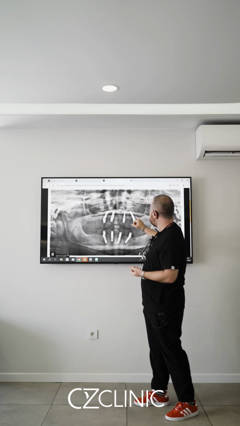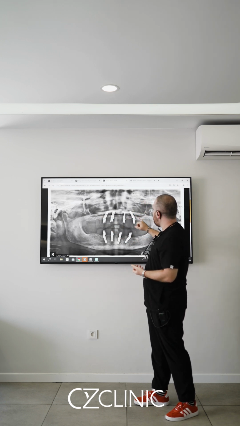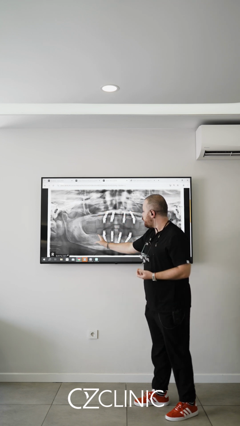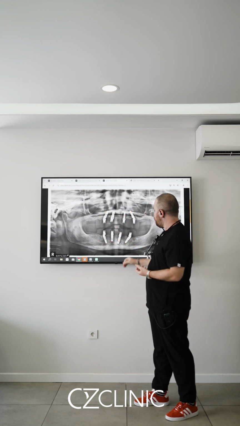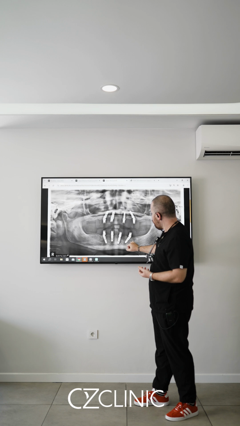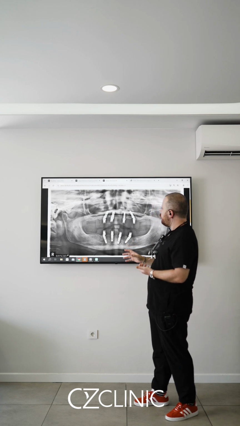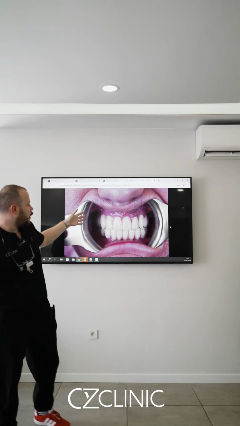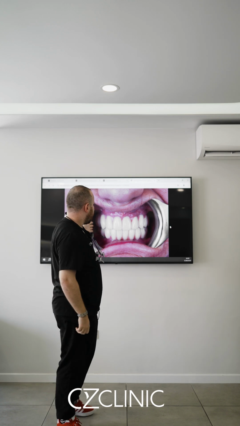So we keep the implants away from the sinus, and we put 4 implants on the top jaw and 4 implants on the bottom jaw. We also need to stay away from the nerve here. So with 8 implants, you can get a full mouth treatment, and this is the result with the All-on-4 treatment. This is the patient's final treatment.